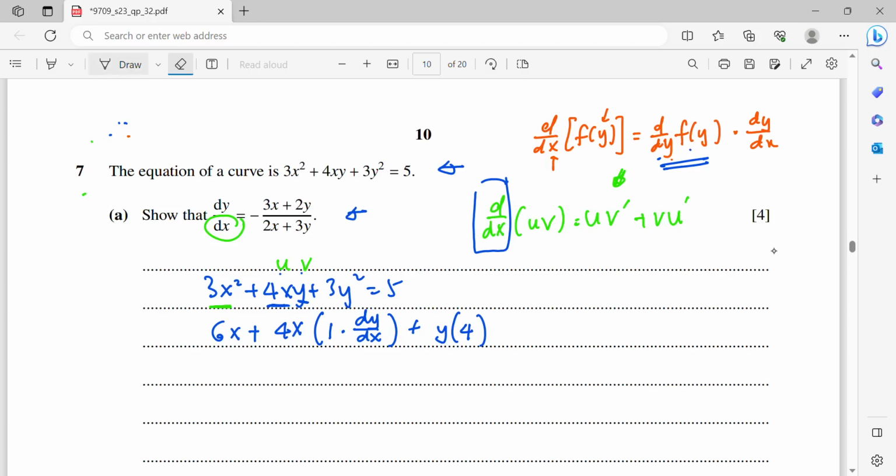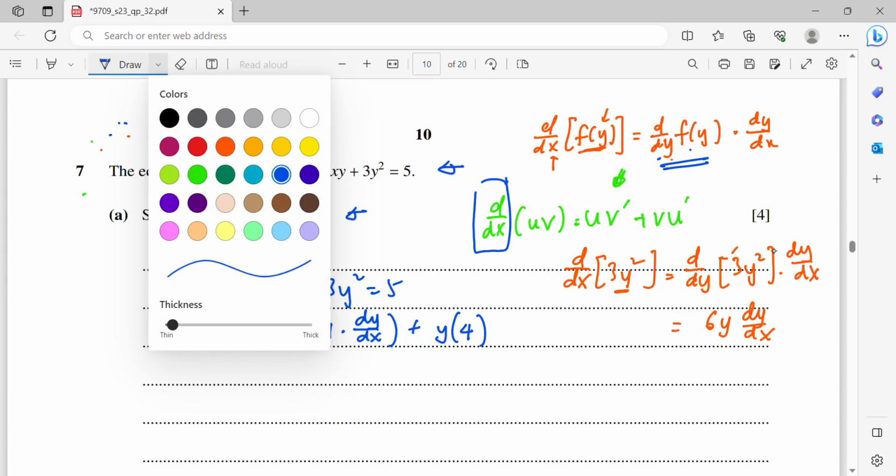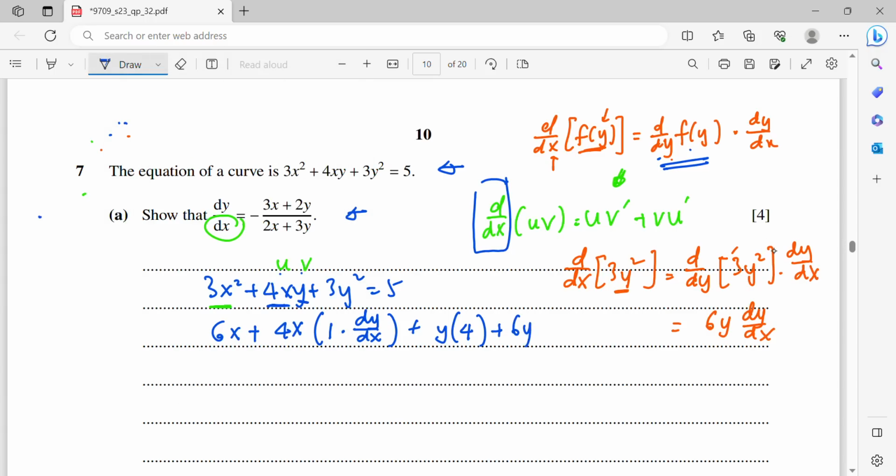3y squared with respect to x, so I show it here. Differentiate 3y squared with respect to x. So now your f(y) is 3y squared. So firstly, I differentiate 3y squared with respect to y, then I times with dy over dx. So which means now differentiating 3y squared, it will be 6y, then times dy dx. So now I will write plus 6y dy dx. The right hand side is 0 because it is a constant.